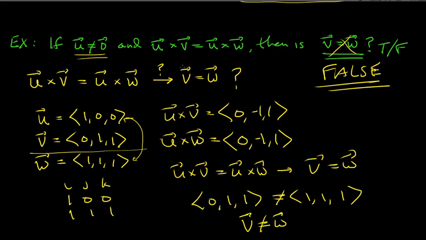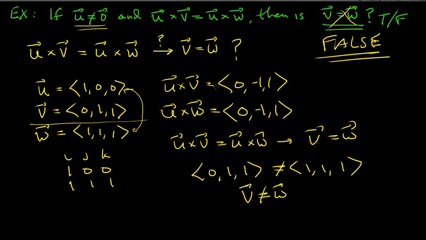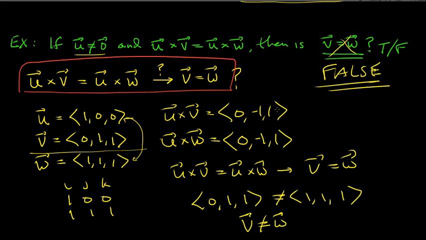So as it turns out, you have to be careful when talking about the cross product. You cannot just cancel the u's here. That's not necessarily going to work. And it didn't work in this case. And it doesn't work in general. You can maybe come up with an example where this is true. You can find 3 vectors where this does work, but it's not guaranteed to work. So in general, it's false.